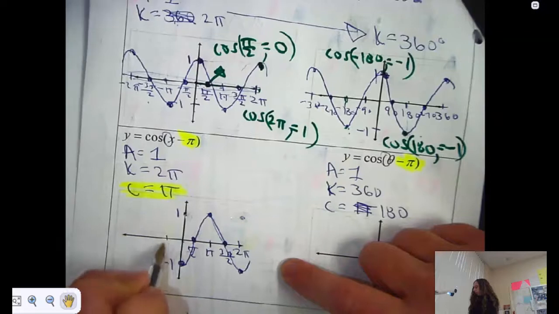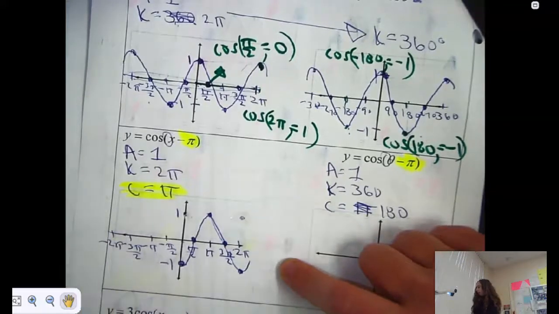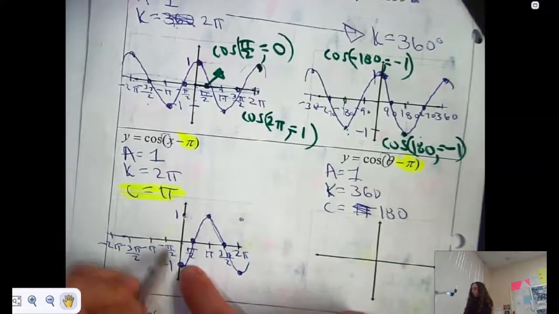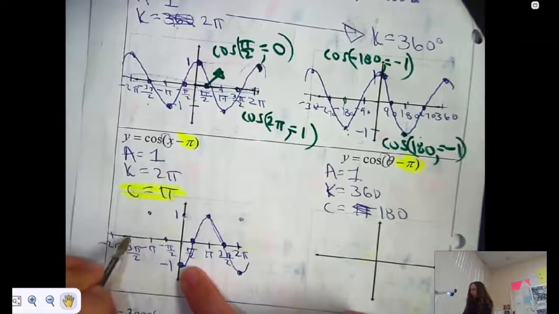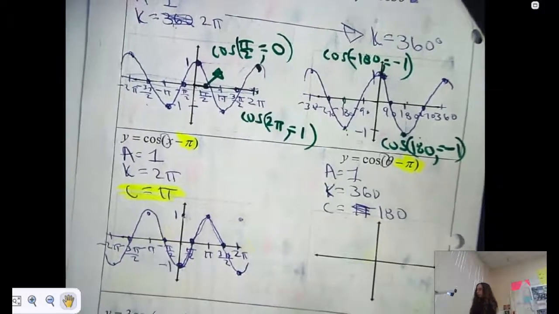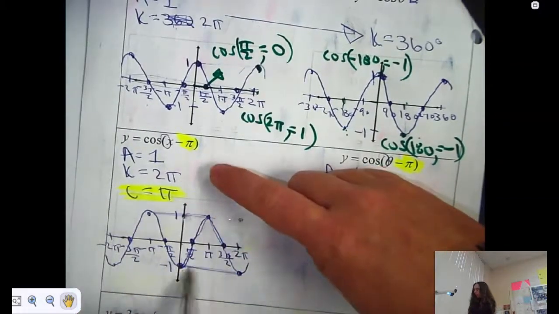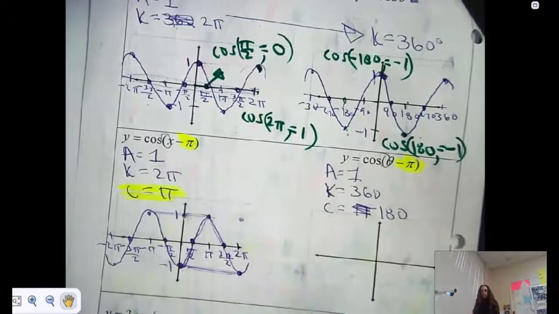And then if I continue, negative pi over 2, negative pi, negative 3 pi over 2, negative 2 pi. Bottom, middle, top, middle, bottom. I have now graphed 2 cycles. Distance from here to here, 2 pi. Distance from here to here, 2 pi, equidistant.